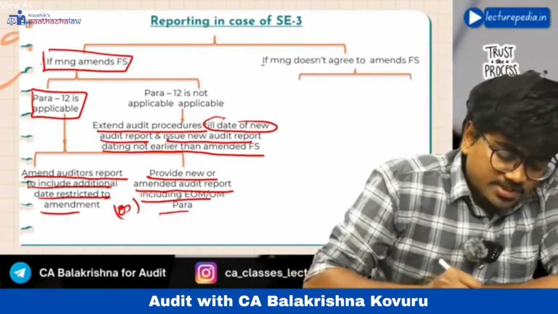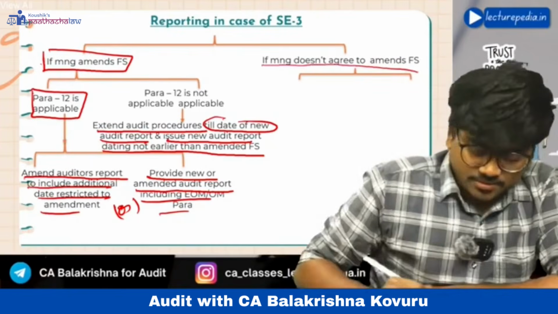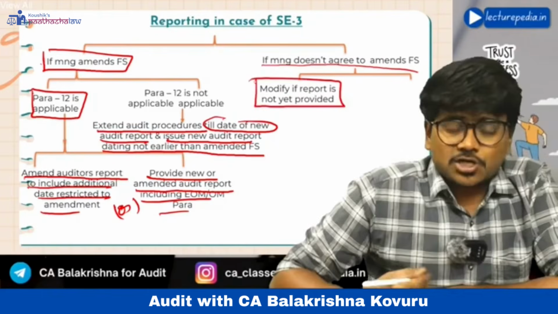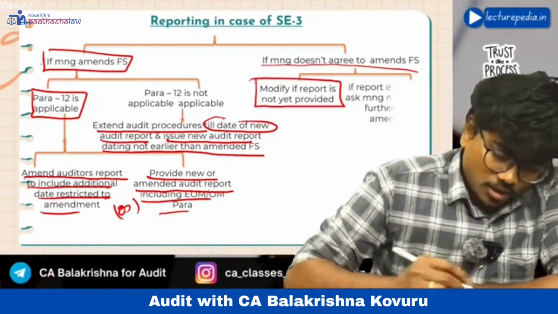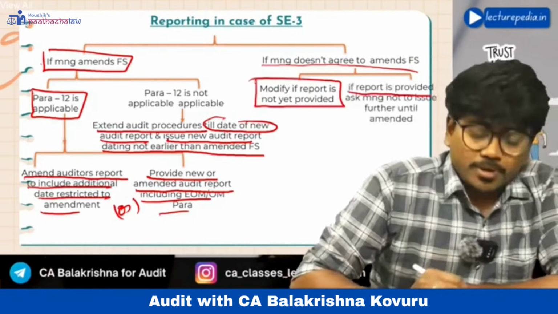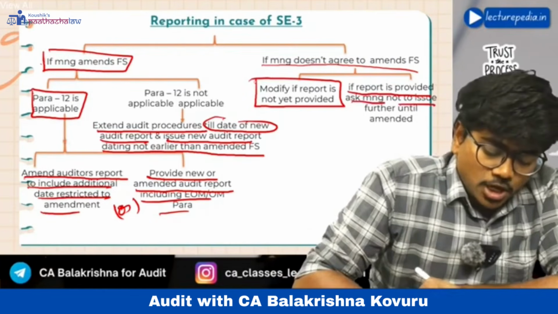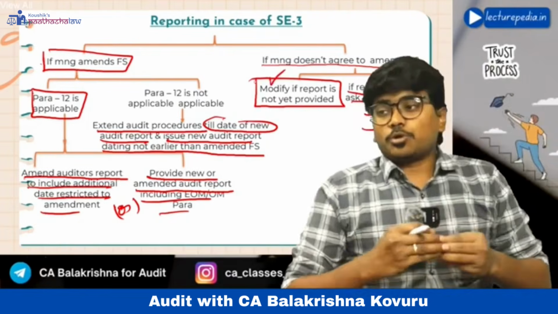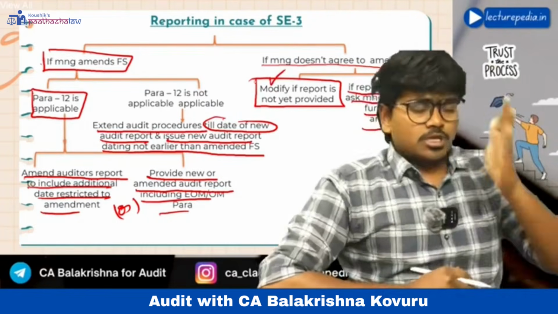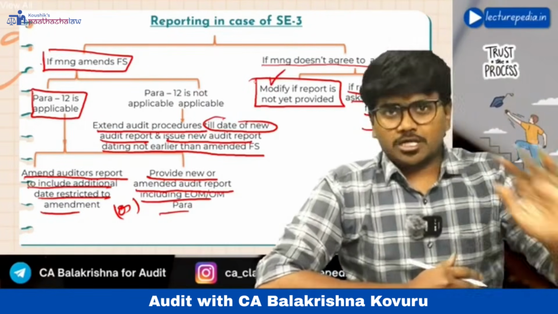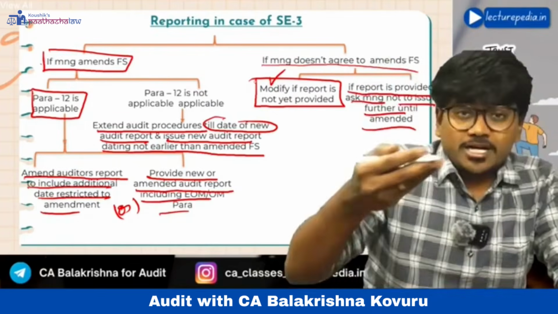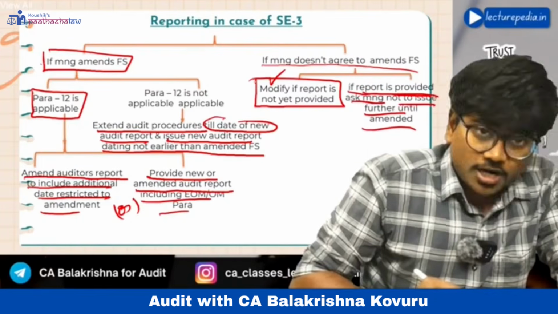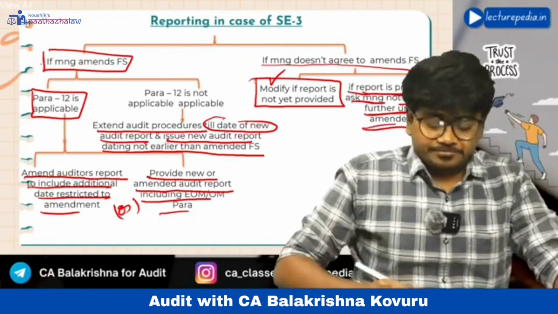Next, if management doesn't agree to amend the financial statements, in such a situation, modify the opinion if the report is not yet provided, or if the report is provided, ask management not to issue it further until amended. If you have not yet provided the audit report, then you will modify your opinion and give the audit report. If you have already provided the audit report, then you will ask the management not to issue this audit report until amended.